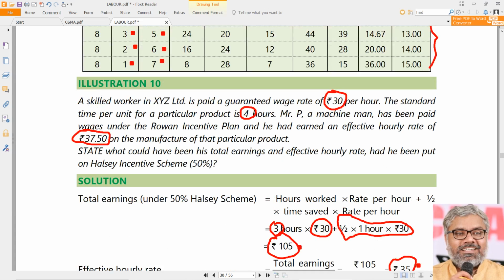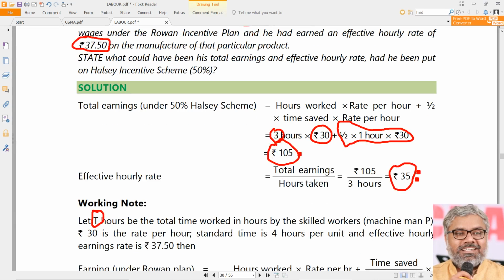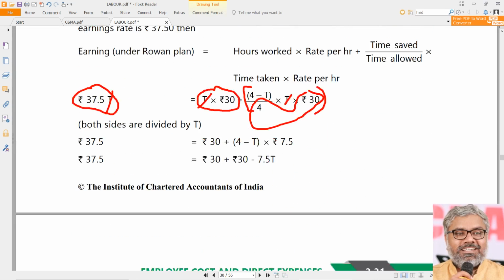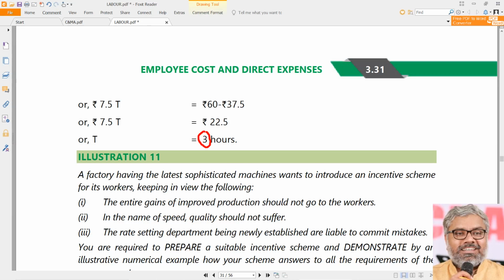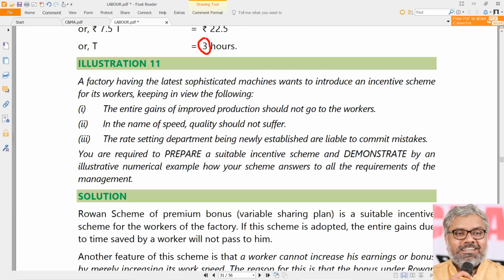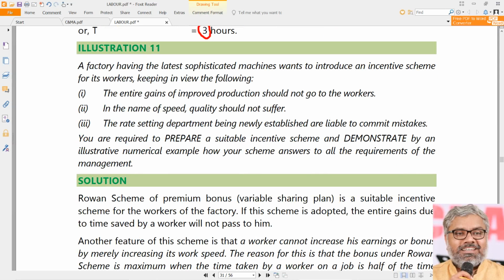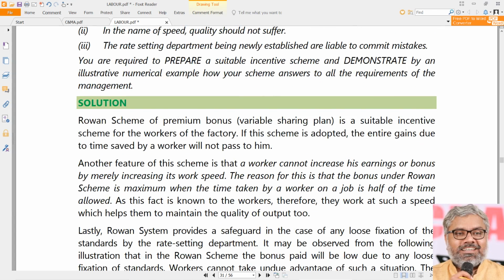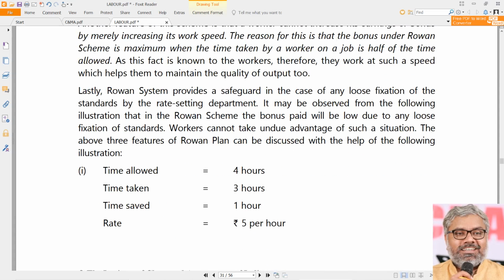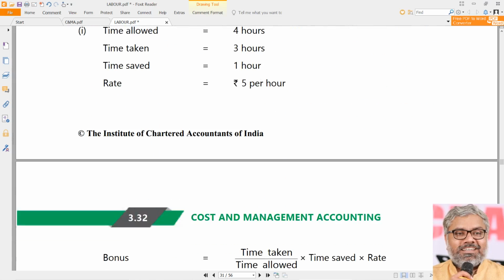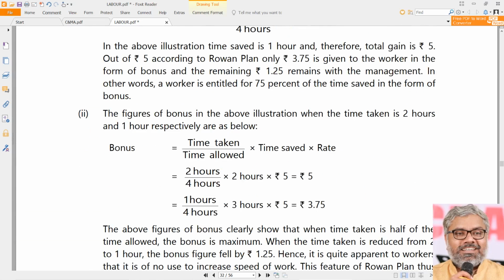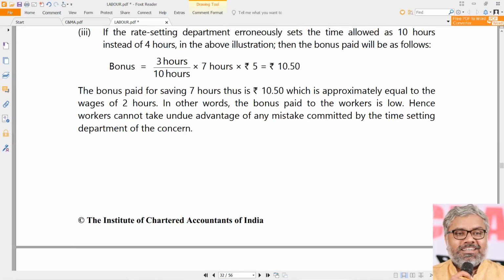This type of question also can be asked in the examination. They were asked also earlier. So that is one more model of question we can say, once again using the same thing. It is using the Halsey plan and Rowan plan. Okay. That is about the problems related to Halsey and Rowan.